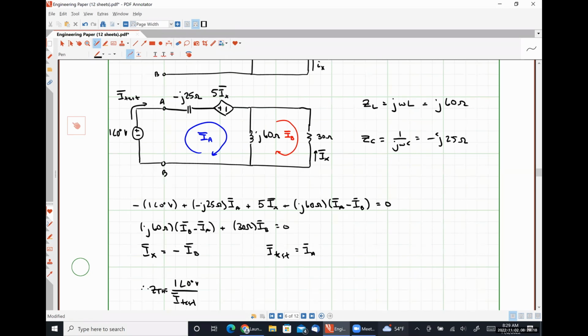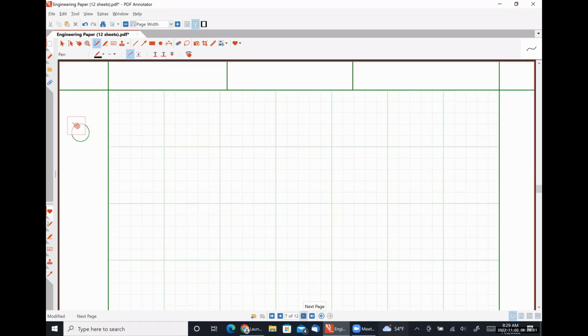All right, so now let's do superposition. So let me find a circuit here real quick. All right, this one's relatively straightforward.